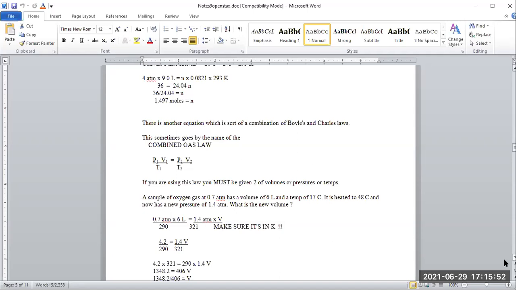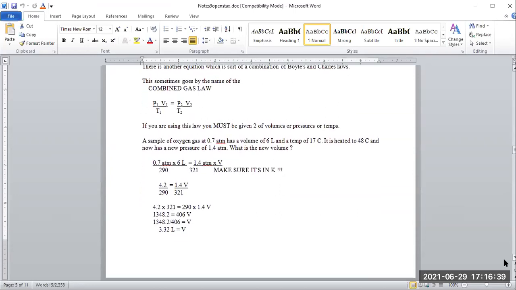So one of the things that this does for you is it eliminates having to hold one of your items constant. Because when we talked about Boyle's law, we said we are assuming we're not changing the temperature when you're comparing your pressures and your volumes. Or when we looked at Charles' law, we said, okay, since we're dealing with volumes and temperatures, we're going to assume that your pressure is not changing. This particular equation allows you to change all three variables independent of each other.